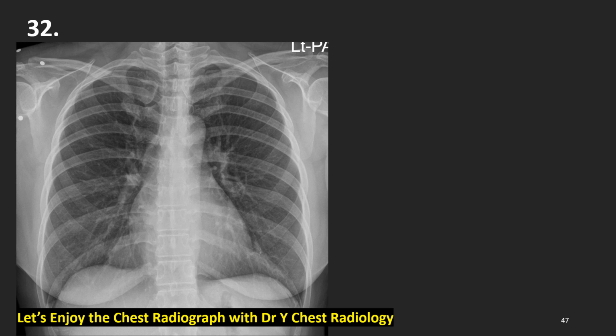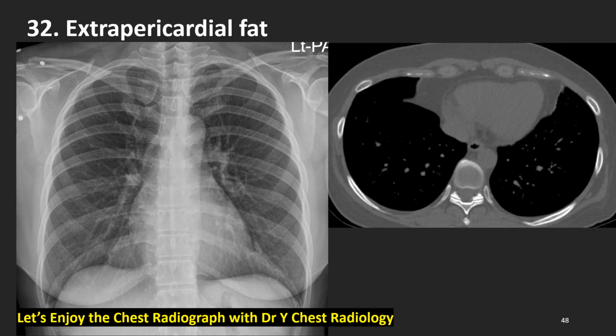What is abnormal looking to your eyes? Yes, that is below the right heart border, above the right diaphragm. What is that? Yes, it's the prominent extrapericardial fat, usually seen in old women, middle-aged women. And also, a pericardial cyst may show the same findings on the chest radiograph.